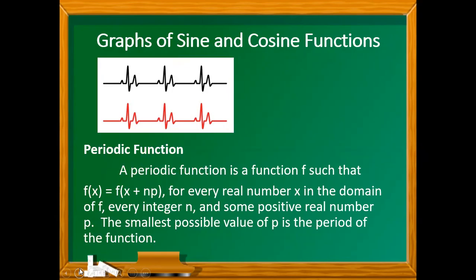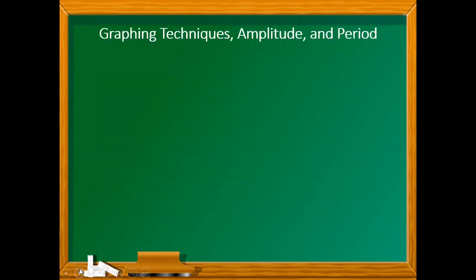Since the circumference of the unit circle is 2 pi, the smallest value of p for which the sine and cosine functions repeat is 2 pi. Therefore, the sine and cosine functions are periodic functions with period 2 pi. To avoid confusion when graphing the sine function or even the cosine function, we will use x rather than s. That corresponds to the letters in the xy coordinate system.